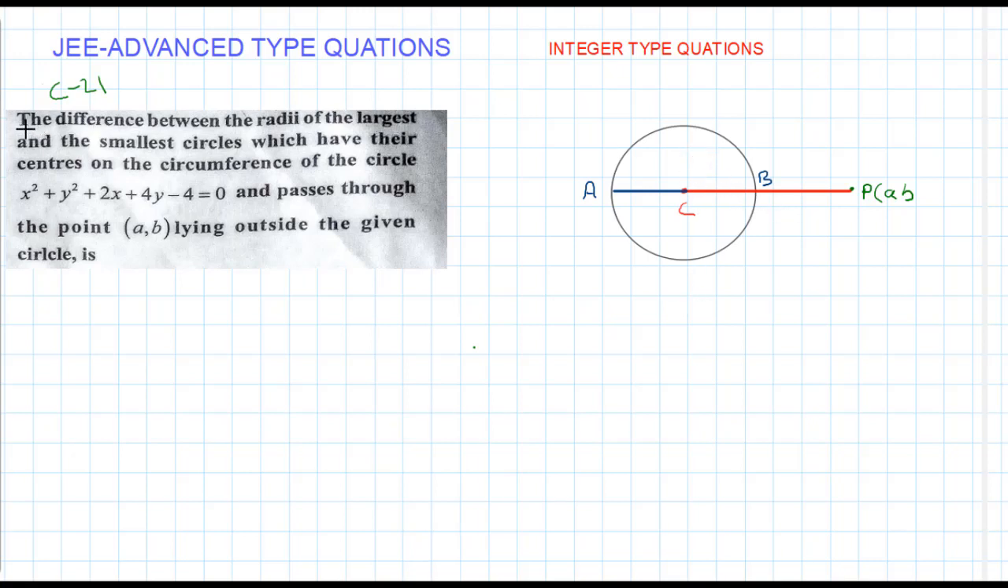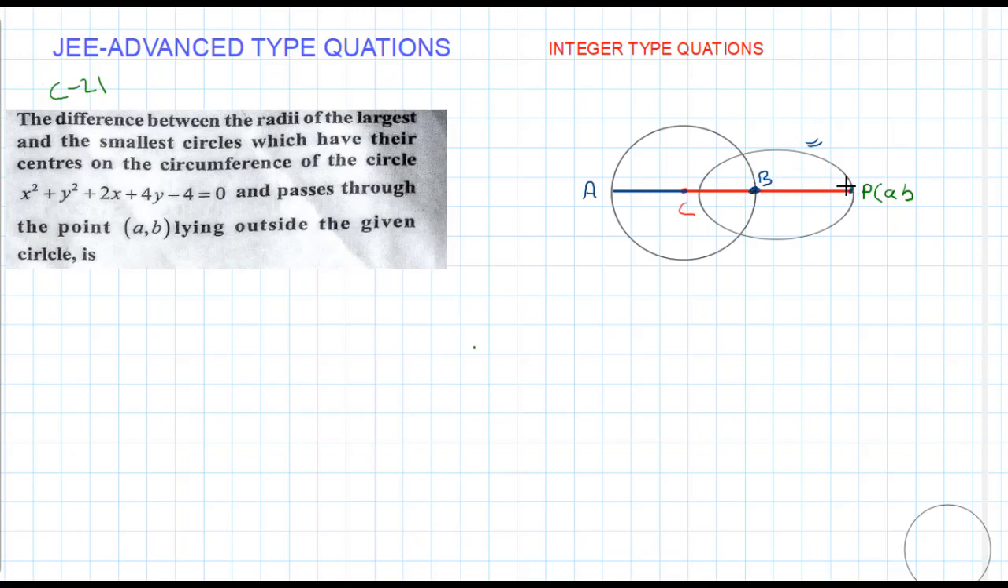Now what is the question? The difference between the radii of the largest and smallest circles which have their centers on the circumference. Now we want to draw two circles. One circle should have the least radius, another circle should have the greatest radius, and both should pass through P (a, b) and also the center should be on the circle. This is one of the required circles, whose center is at B and passing through P.